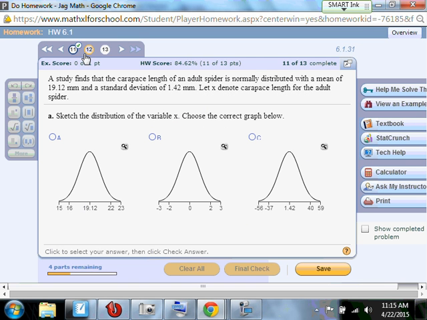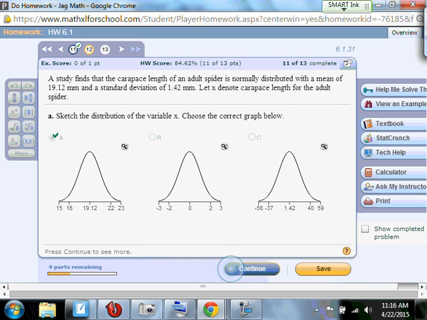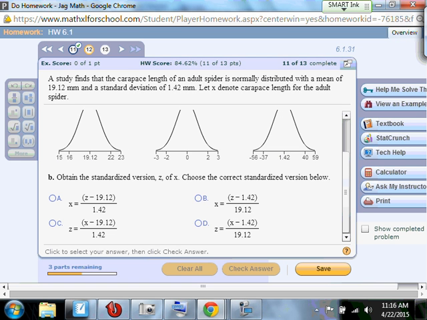Number 12. This is the one that I had trouble with. The first part says, what's the distribution? Now the average is 19.12. Well, that's easy. Which one is it? It's the one with the average of 19.12. So this is A. The next part says obtain a standardized version.